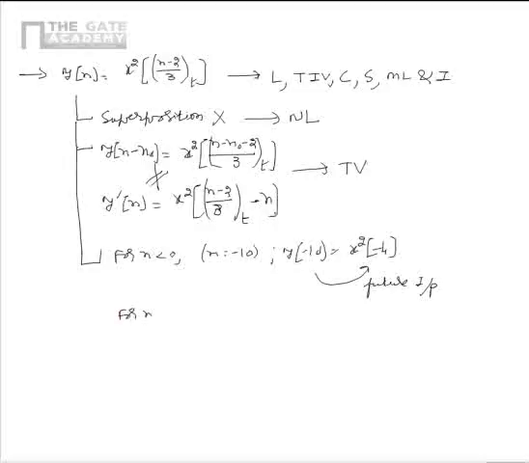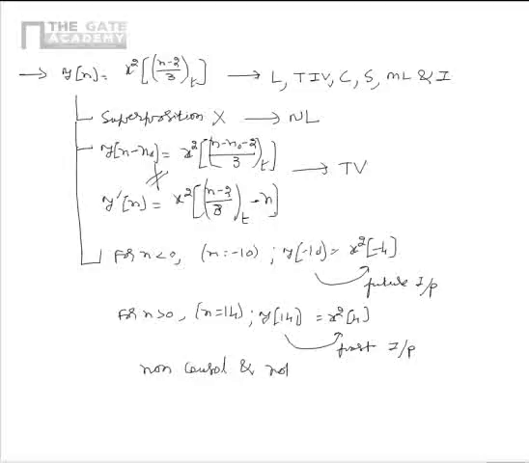Similarly, for n greater than 0, say n equal to 14, we see that y of 14 is equal to x squared of 4. That is, the output depends on past input. From this, we see that the output for some n depends on future input, and for some n depends on past input. So the system is non-causal and not anti-causal as well. As the system is non-causal and non-anti-causal, we can say that the system has memory.